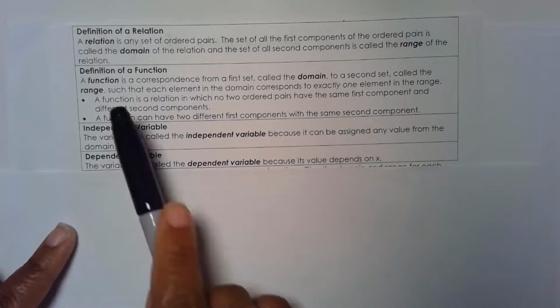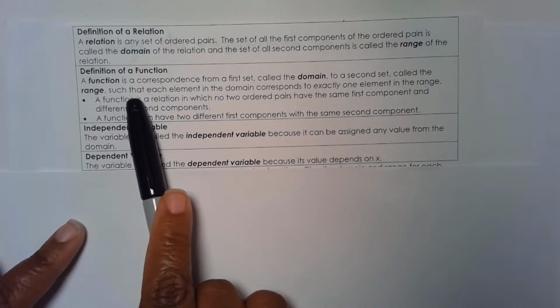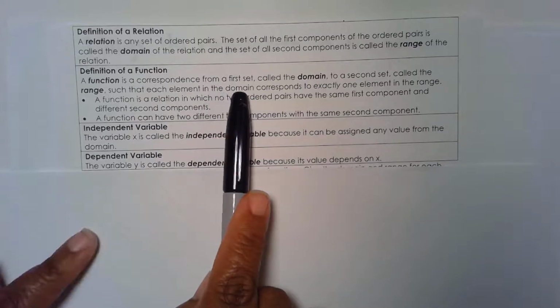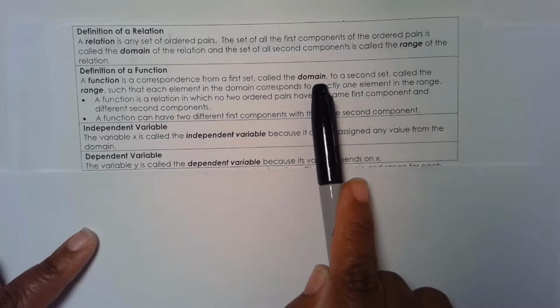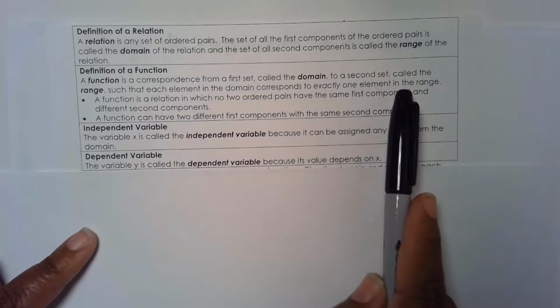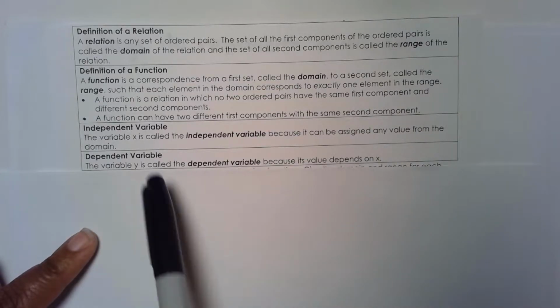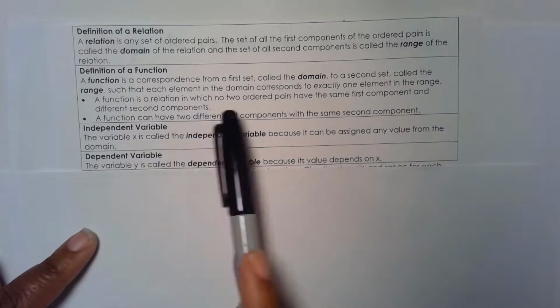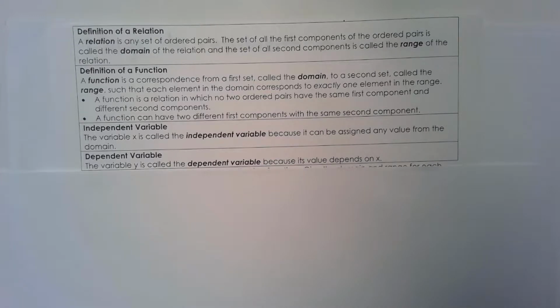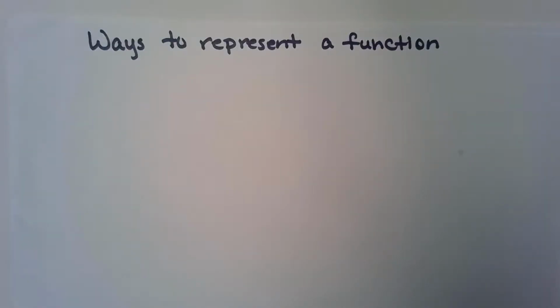So, a function is a correspondence from a first set called the domain to a second set called the range, such that each element in the domain corresponds to exactly one element of the range. So let's look at some examples and then we'll go back into the definitions. So, ways to represent a function.